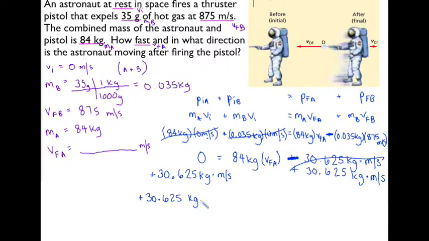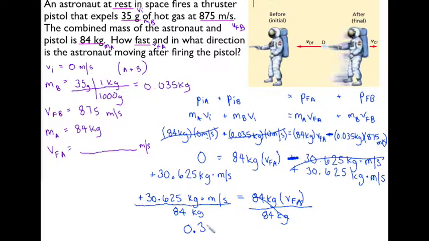So I added 30.625 kilograms times meters per second, which is a momentum, to both sides. And now I have 84 kilograms times VFA on the right side. To get this final velocity by himself, I'm going to divide both sides by 84 kilograms. Okay, and then you end up with 0.36 meters per second. Again, if you had left it positive, you would have gotten the exact same answer. It would just be negative. That's the only difference. So our astronaut will be moving in the opposite direction of the air at this speed.